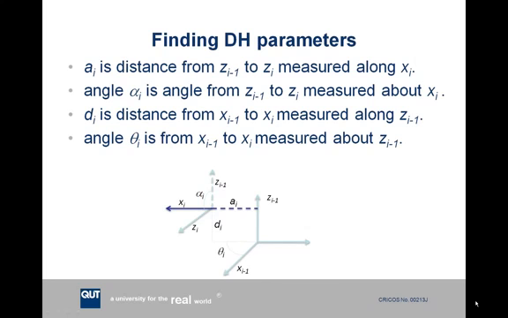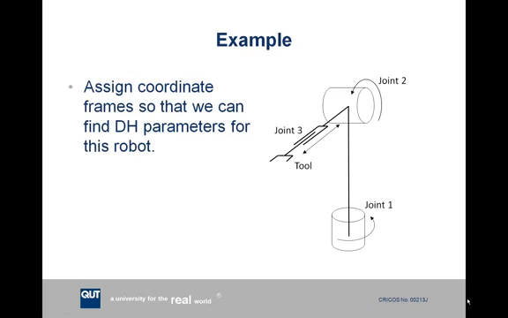One important thing to note, just to minimize mistakes, is that 2 of these parameters are measured about the i reference frame, and 2 of them are measured using references in the i minus 1 reference frame. So we'll do an example of assigning the appropriate reference frames and then finding the DH parameters for the robot shown here. This is a 3-joint robot. The first 2 joints are revolute joints. Joint 3 is a prismatic joint, and then you've got your tool point at the end of the robot arm.